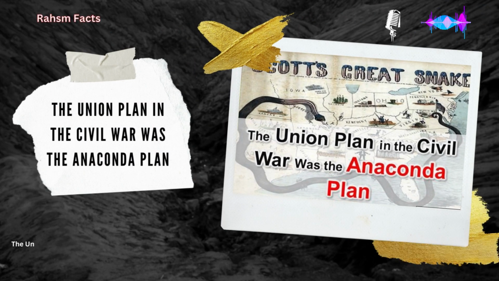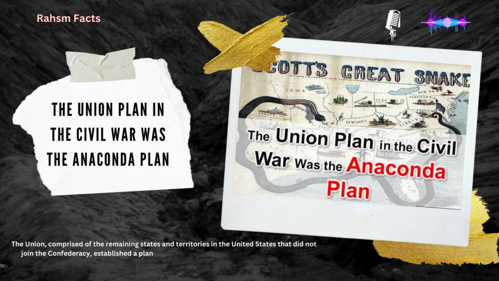The Union, comprised of the remaining states and territories in the United States that did not join the Confederacy, established a plan to block the Confederacy from getting outside resources. They called their plan the Anaconda Plan.